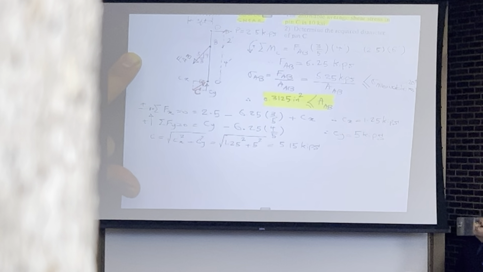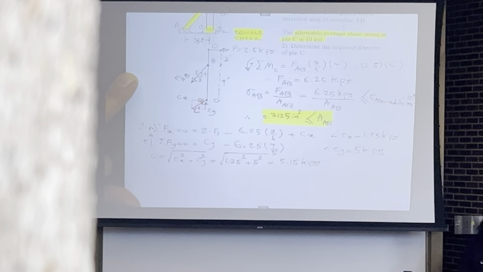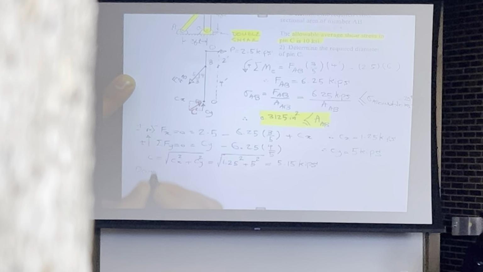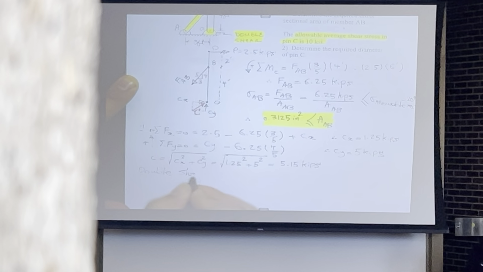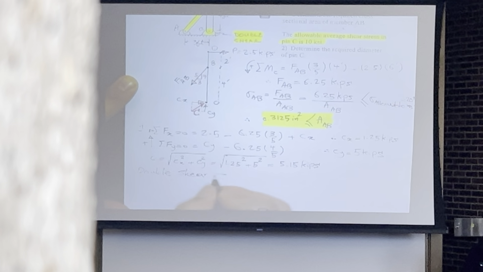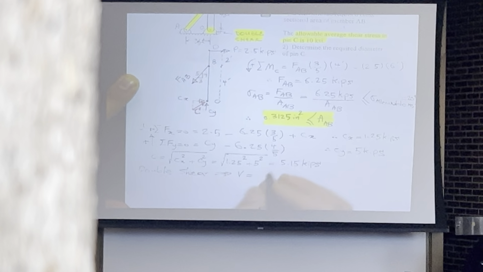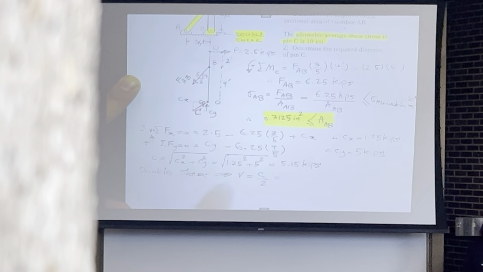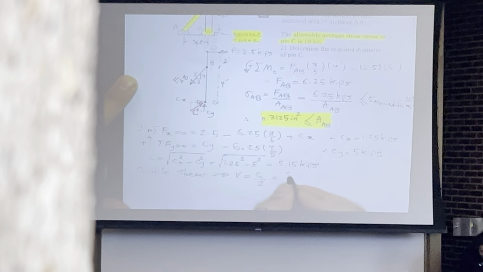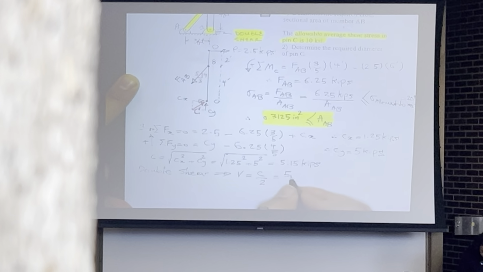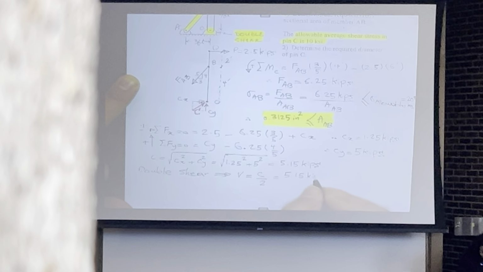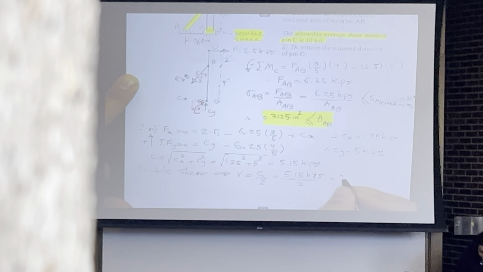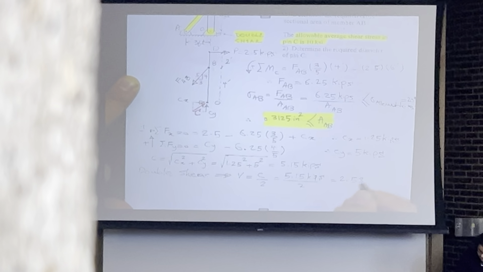Because the problem is clearly saying that the pin C is under double shear, I'm going to divide the force C by 2 in order to calculate the shear force inside the pin. And that will make the shear force in the pin equal to 5.15 kips divided by 2, which is going to be 2.58 kips, I guess.